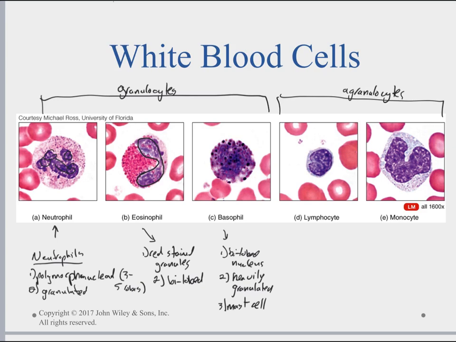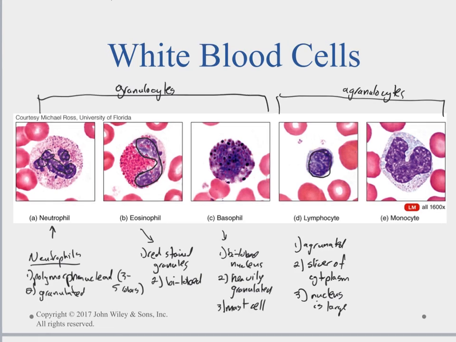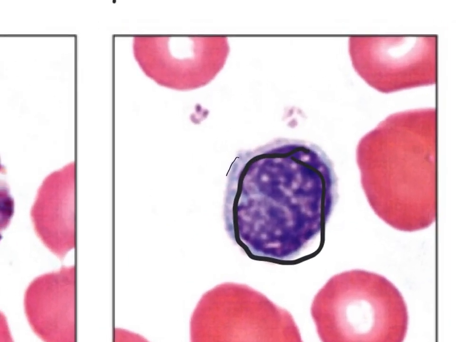Now, for agranulocytes, we get our lymphocyte, number 1. It's obviously agranulated, no granules in that cytoplasm. You get some key markers. A sliver of cytoplasm is visible, and that's because the nucleus is so large. So look how big that nucleus is, and we're going to zoom on in to make the drawing a little bit easier. And there's our cytoplasm, it's barely surrounding the nucleus. You can barely see it.